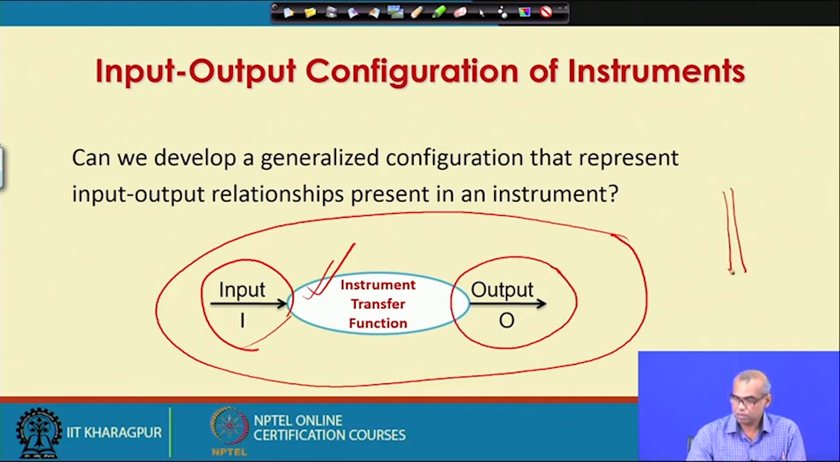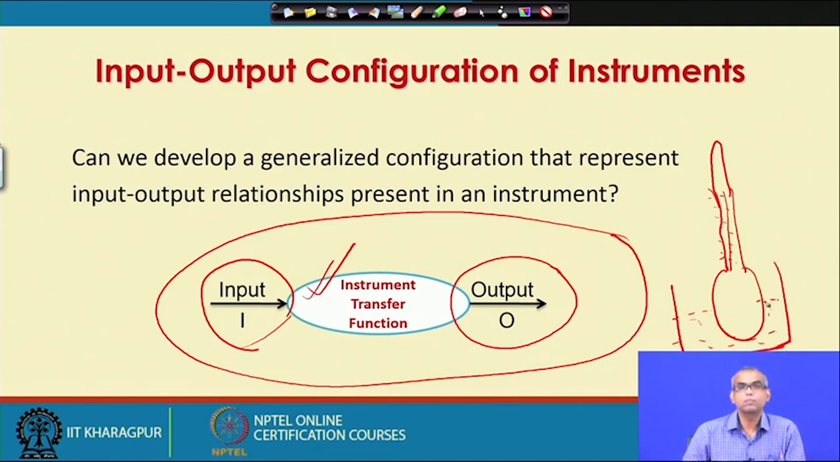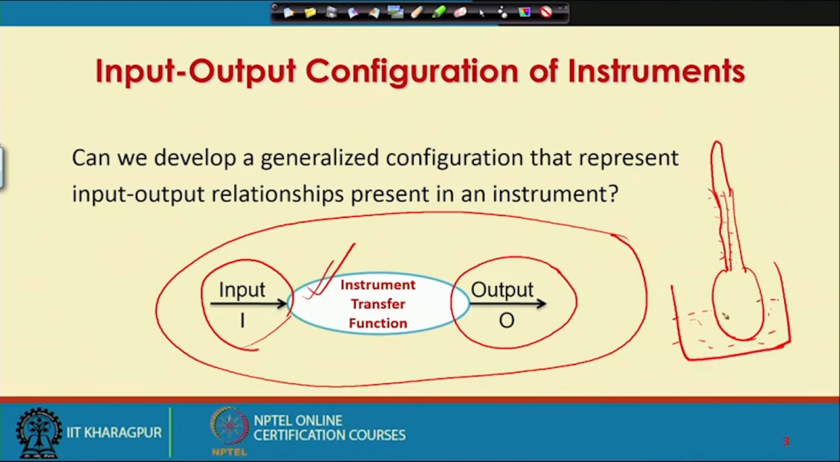So, consider for example the mercury in glass thermometer, one of the most simple instruments. So, we have this mercury layer and you have a graduated scale attached here. You put this bulb of the thermometer into, let us say, some hot water. So, what is input to the instrument is this temperature or the thermal energy, and output is the displacement of the mercury, which can be read from its position against the graduated scale.